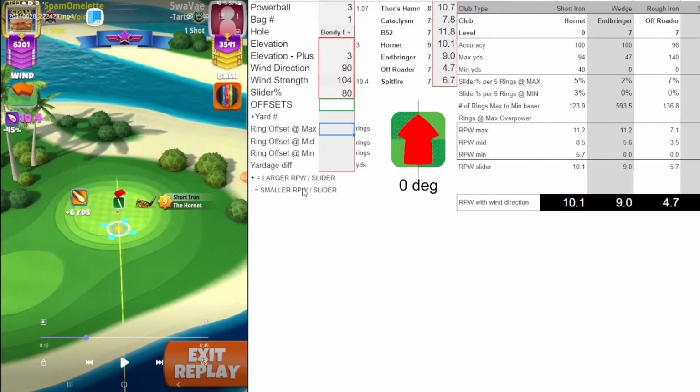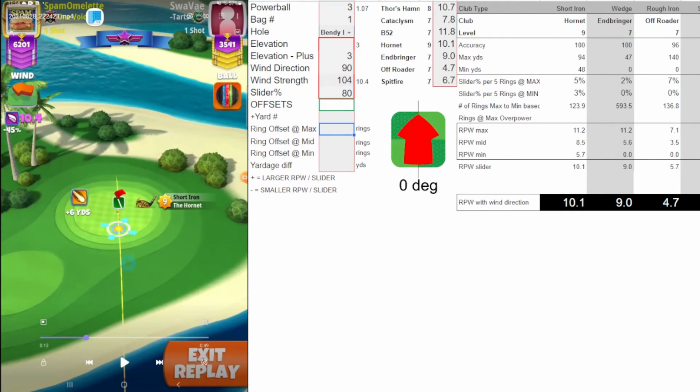This is how you need to think about this. Whenever you put a plus number in any of these offsets, your ring pull will get bigger. So let's try to put 10 in here. You can see I went to 10.7. If I zero it out, it's 10.1. If I put minus 10, it's 9.6. So positive numbers in the offsets will make your ring pull bigger. Minus numbers in the offsets will make your ring pull smaller. That's how you have to think about it.